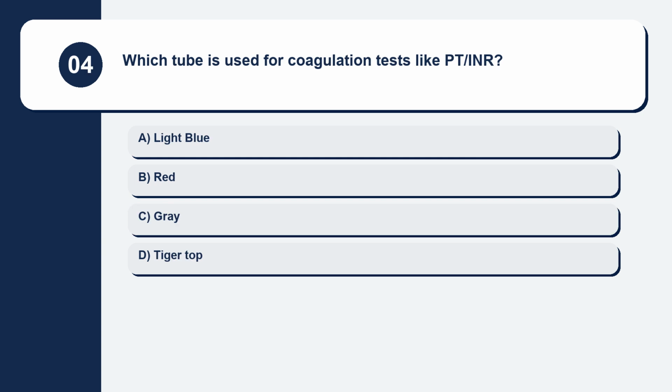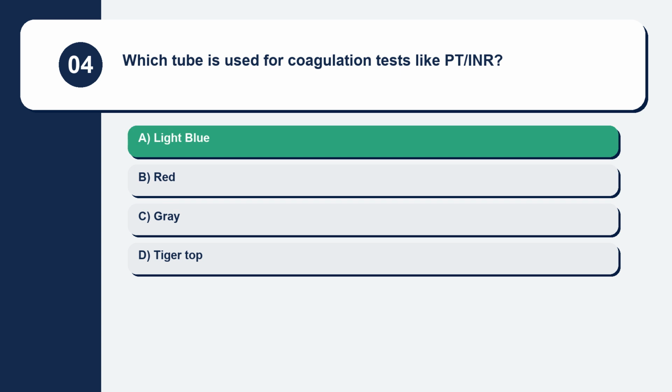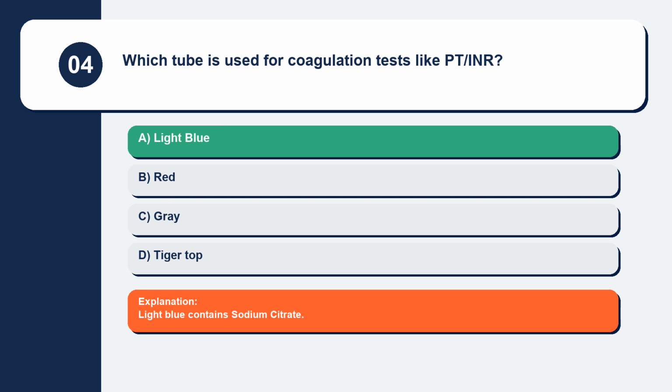Question 4. Which tube is used for coagulation tests like PT/INR? Light blue, red, gray, tiger top. Light blue contains sodium citrate.